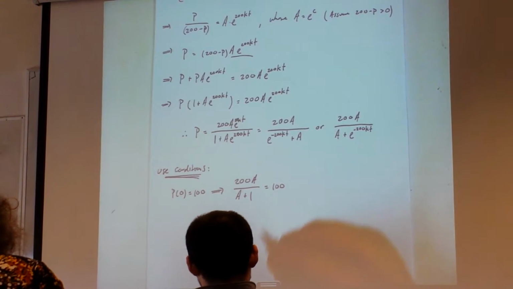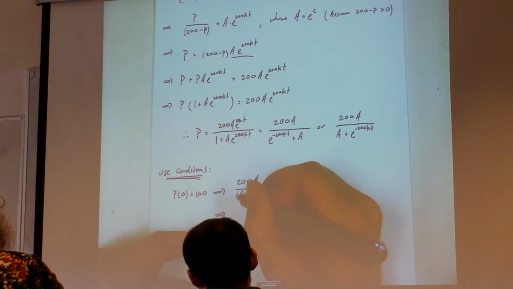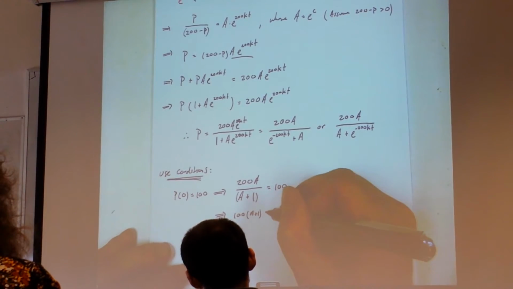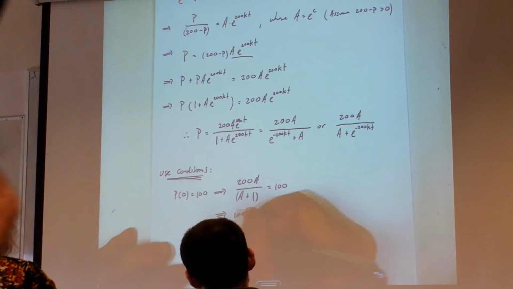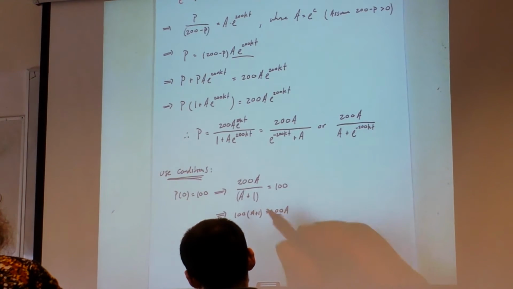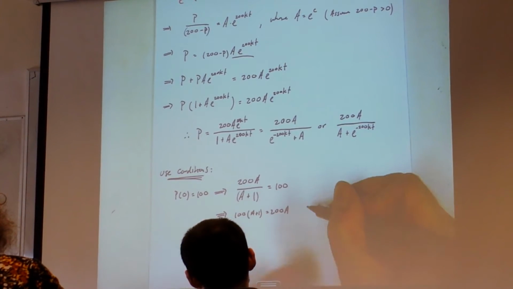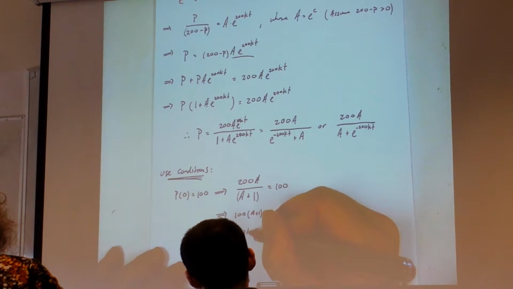100 times 1 plus a. Yeah, if I multiply both sides by a plus 1, we get 100 times a plus 1 equals 200a. That gives me 100a plus 100 equals 100a... so get that to the other side. a equals 1.